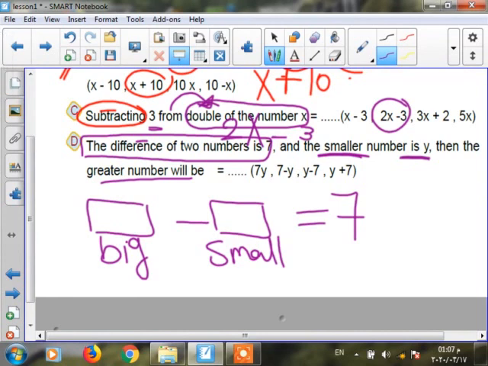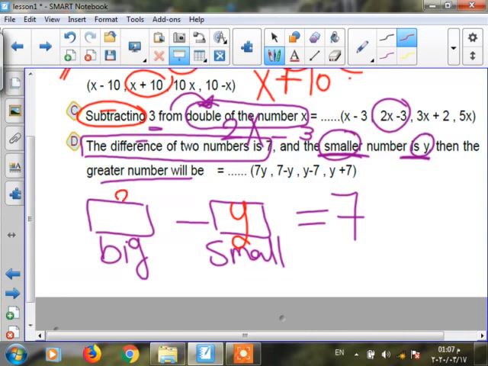So in subtraction, I have the first one big and the second one small. If I subtract, the smaller number is y. Do I put the smaller first or second? The second is smaller, so I must put y in the second place. And I want to get the greater one.